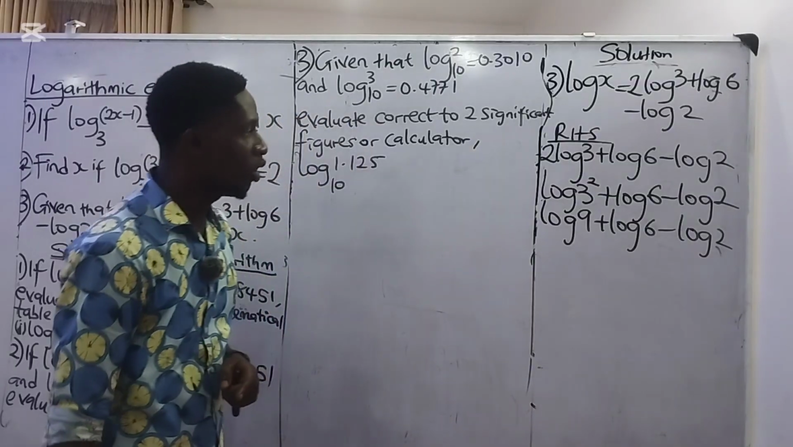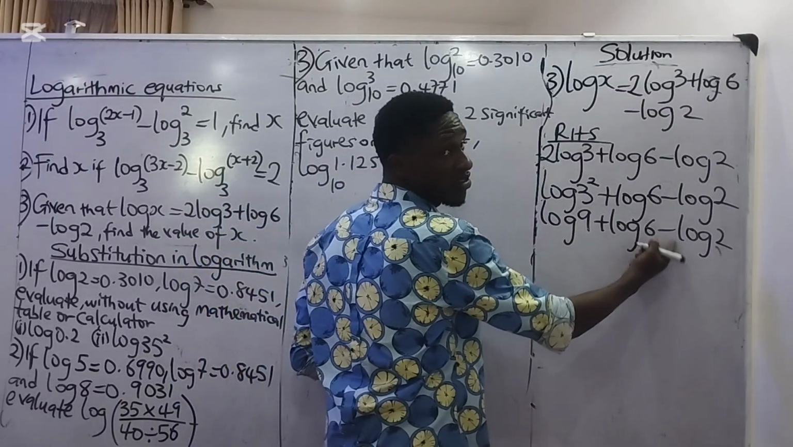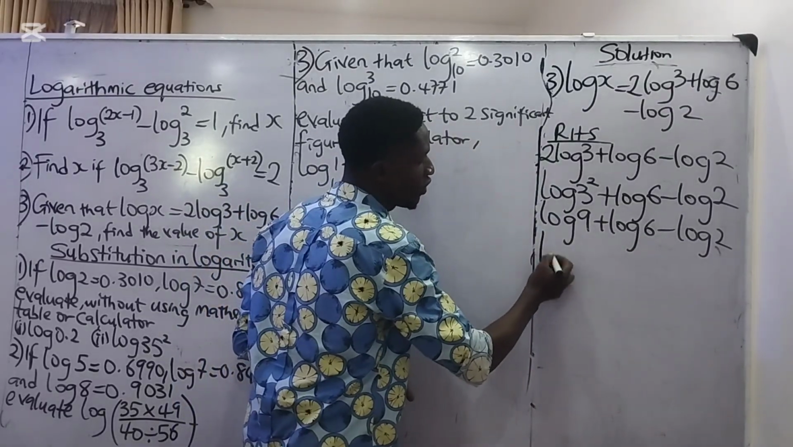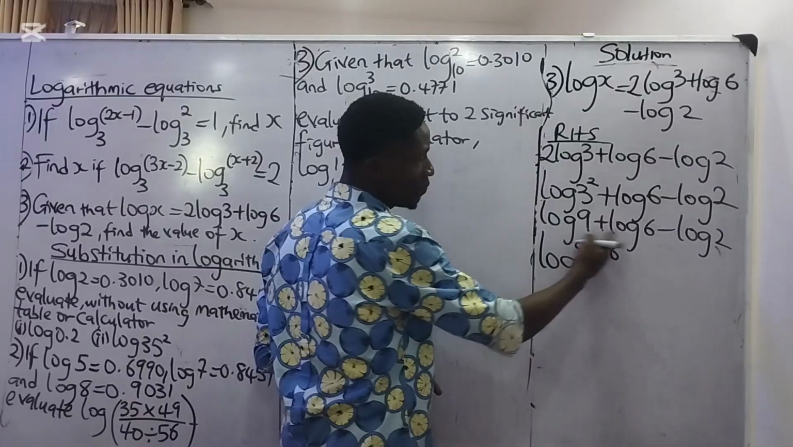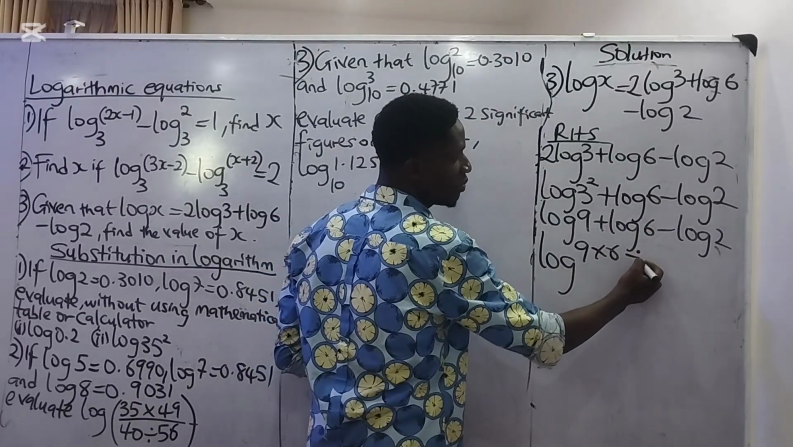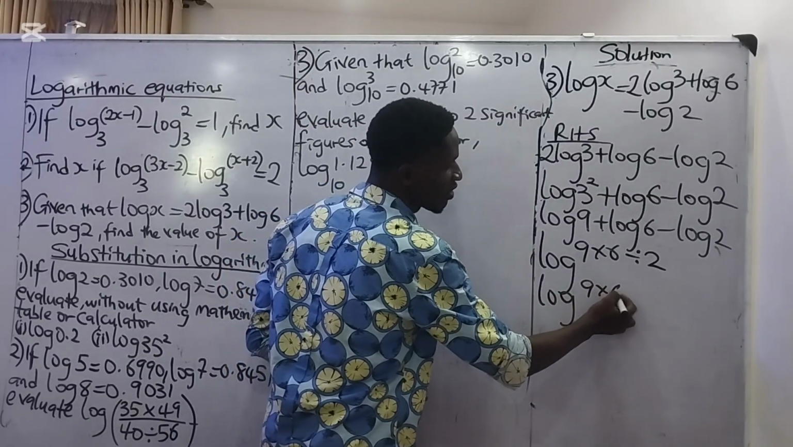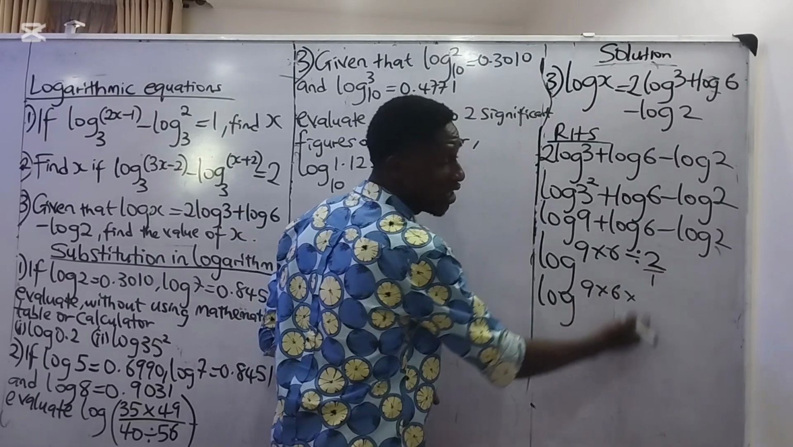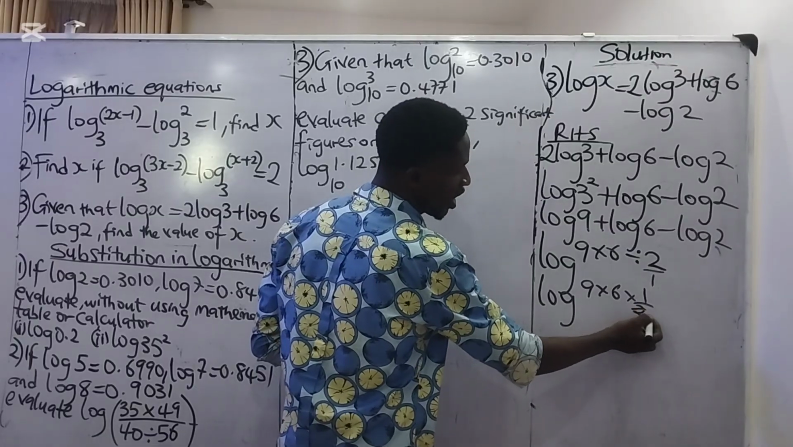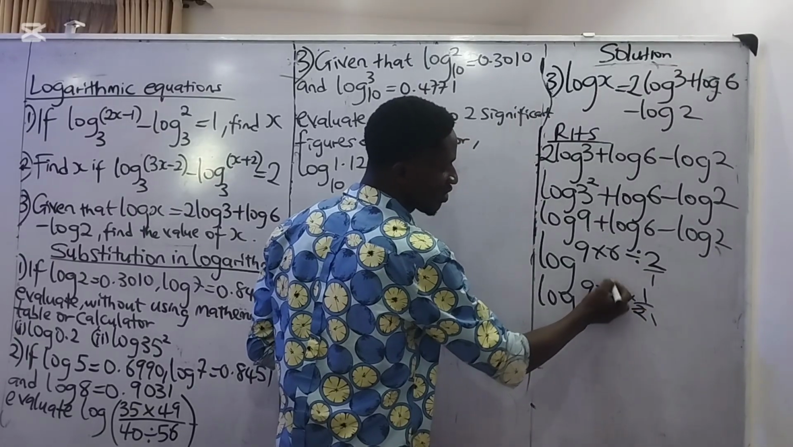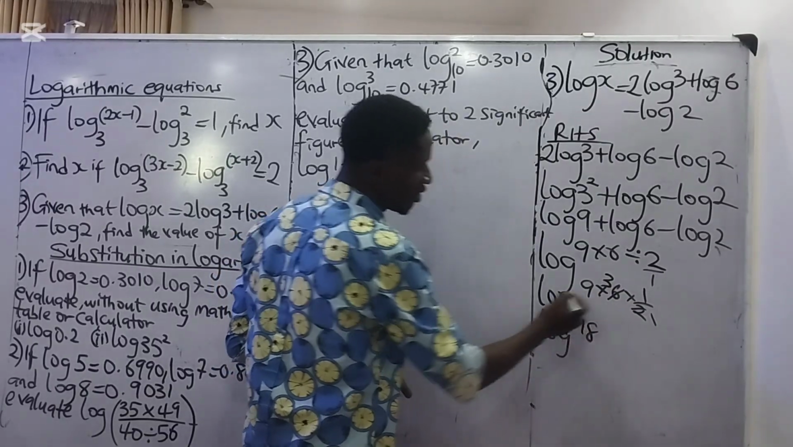Then applying our law of logarithm, when you are adding, you are multiplying, and when you are subtracting, you are dividing. So we have log of 9 times 6, because there is plus there, divided by 2, because there is minus. Which is log 9 times 6. When you put times, it is like over 1. It will interchange, so we have 1 over 2. 2 into 6 is 3. So we have log 9 times 3, which is 18.